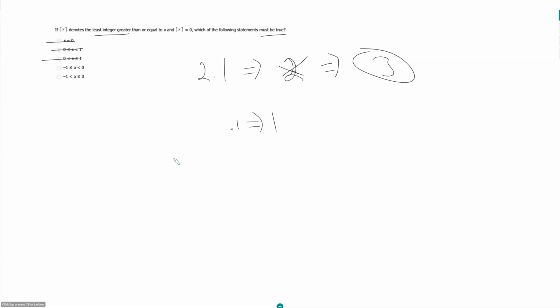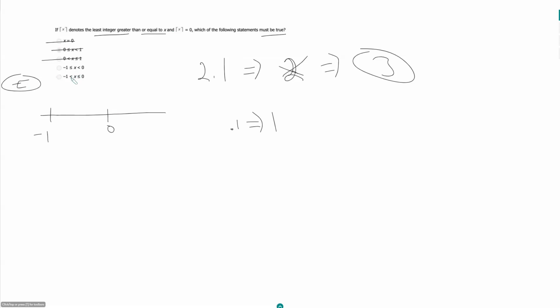And so then I got to think about all of my values between 0 and -1. So it looks like the difference here sort of comes down to, can x be equal to 0, and x can be equal to 0 because it says denotes least integer greater than or equal to x. So if x is equal to 0, bracket x would also be 0. So based on that, you actually know it's E, because this one doesn't have the greater than or equal to sign here.